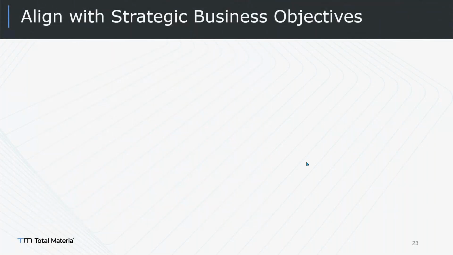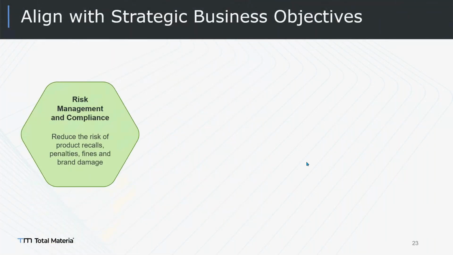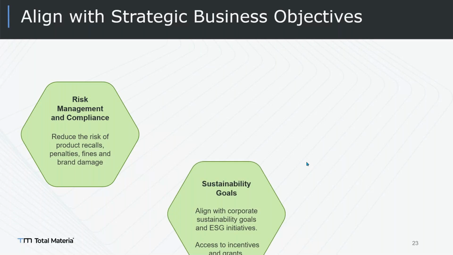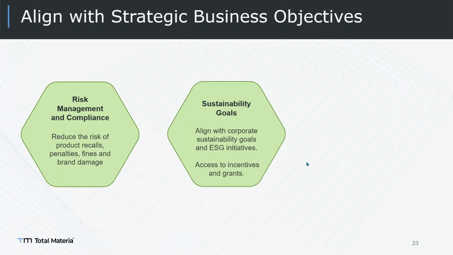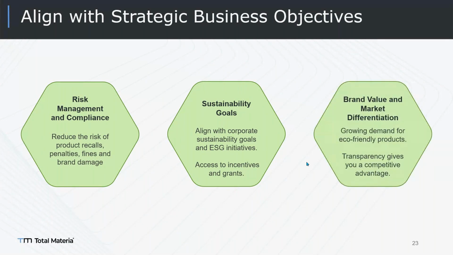And from a sustainability perspective as well, besides reducing the risk management in terms of compliance, so product recalls, penalties, and all that, making sure that you're aligning with your corporate goals and your ESG initiatives. So access to incentives and grants could be a good thing, and also from a sustainability perspective, brand value and marketing. Obviously there's a growing demand for eco-friendly products, and it gives you transparency and a competitive advantage.